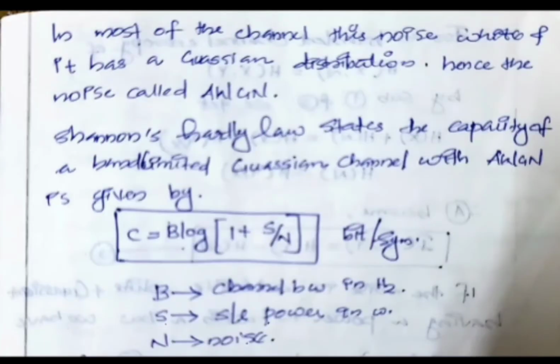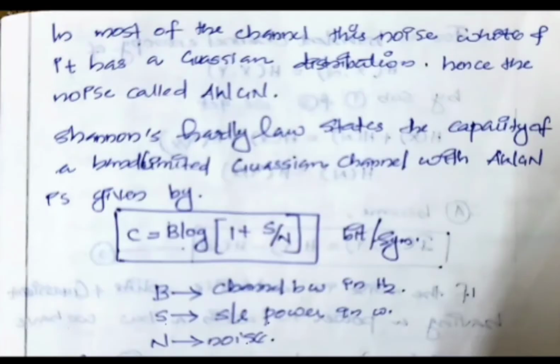So, for any system, when we give an input x and get an output y, noise is produced in the channel. In most cases, this noise is white noise and has a Gaussian distribution. So this noise is called additive white Gaussian noise.